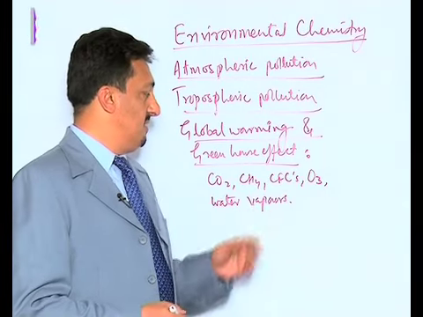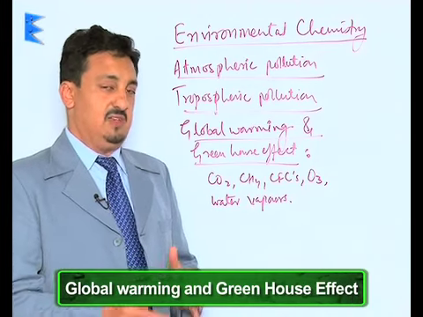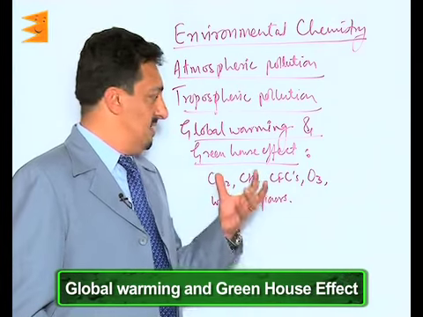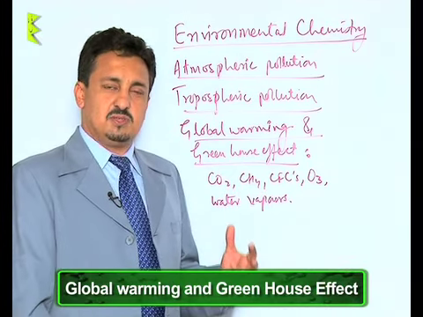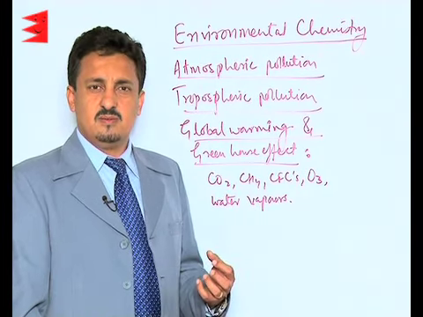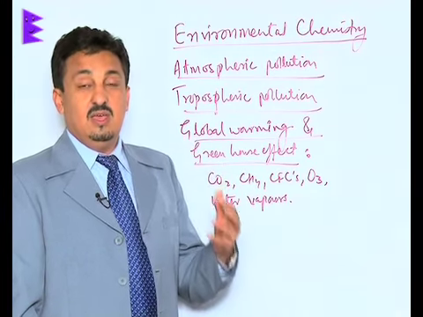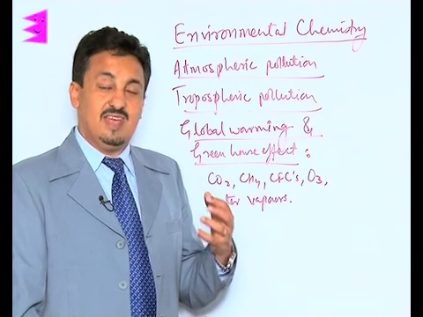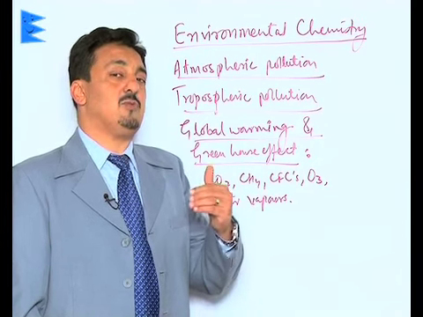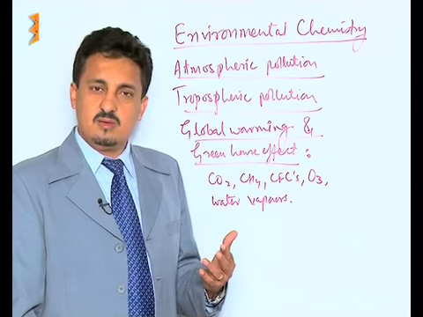Global warming and the greenhouse effect. Since we are dealing with tropospheric pollution and gaseous air pollutants, we need to understand global warming. 75% of the sun's heat which Earth receives is absorbed by the Earth, and the rest of the heat is reflected back. Some of the reflected heat is absorbed by the gaseous molecular species in the atmosphere, and this leads to additional heating up of the atmosphere. This is what causes global warming.